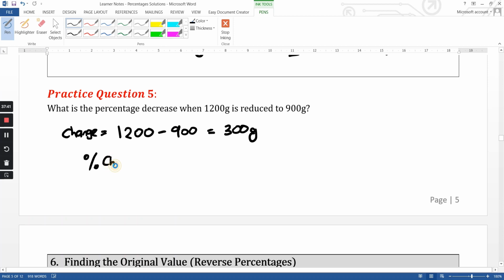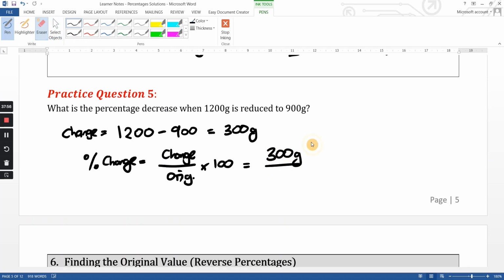Now we can do percentage change, which is change over the original times by 100. My change is the 300 grams, that's the difference between them. 300 over the original, which is this bit here. It was originally 1,200. We want it as a percentage, so you have to times by 100. Let's type that in the calculator. You get 25%. That's my answer.